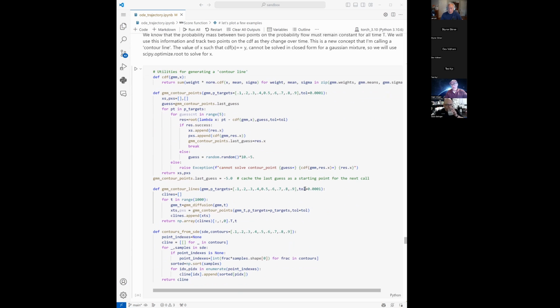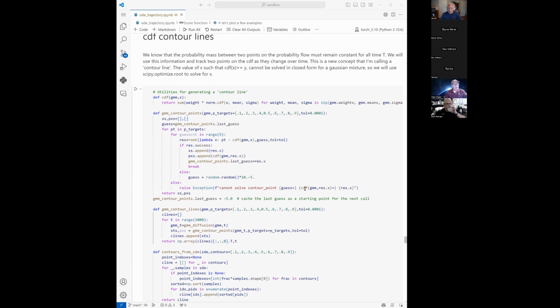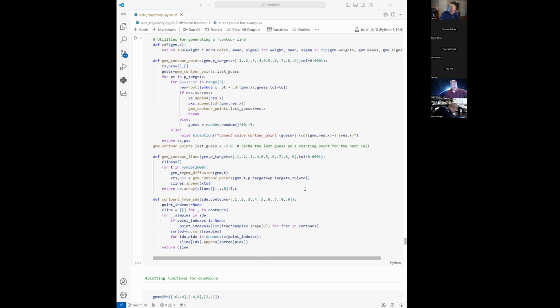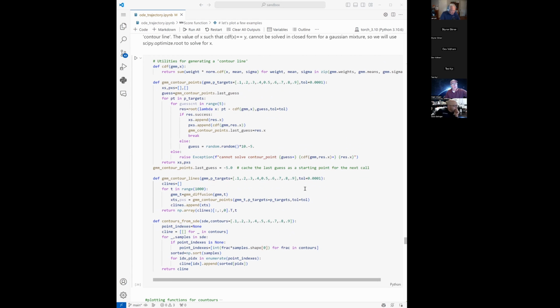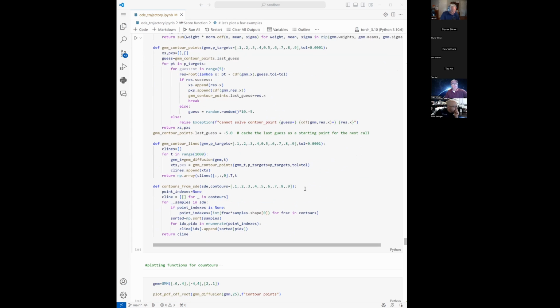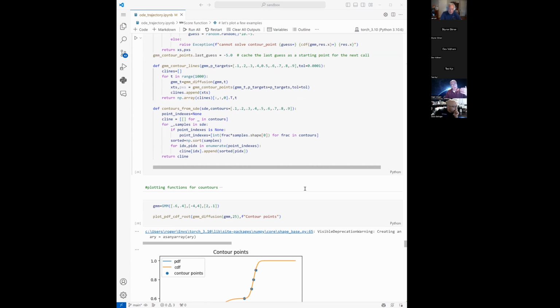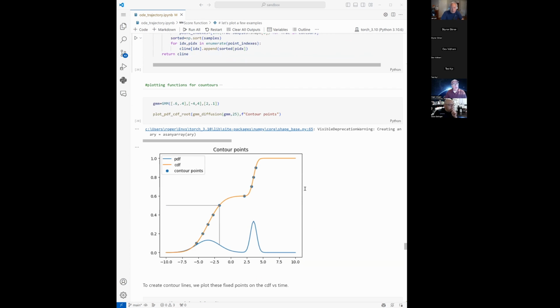I grabbed it at the beginning, but maybe we need another host person as well. Okay, so implement CDF contour points, basically for the target probability targets. Given a GMM, which is the distribution, a PDF, it'll use scipy.optimize.root to find what X is at that probability, and then the GMM contour lines will come back and concatenate all those for time t equals 0 to 1000. And I plot it like this.